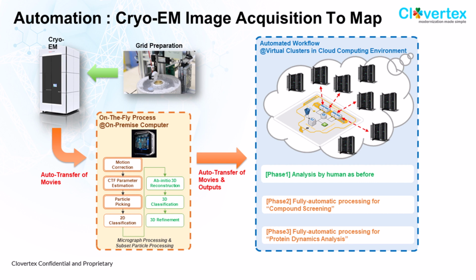So a human can do analysis as before, but manually. Currently, we are working on fully automatic processing for compound screening with the help of Clovertech. And this is an ongoing effort. So up to here, it's almost automated. And in the future, this is the far future, we also want to automate the protein dynamics analysis, which we don't cover so much today. But this is the goal or aim of the project.